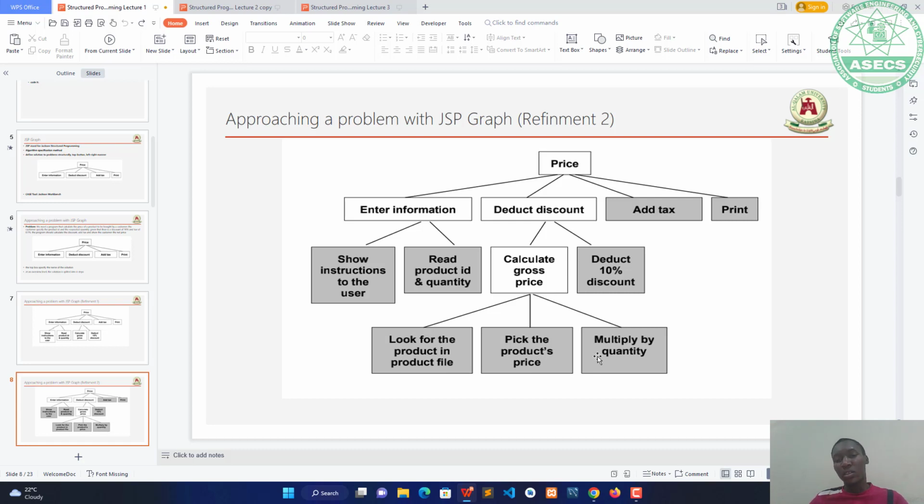So they said 10% discount. When we get to the 10% discount, what is 10% of 100,000? It is 10,000. That means this customer will get a reduction of what? 10,000 naira. That means at the end of the day he will pay what? 90,000. Then they said there will be a tax of 0.1%. What is 0.1% of 100,000? It is 100 naira. So he will pay 90,000 plus 100 naira, and then it prints it.